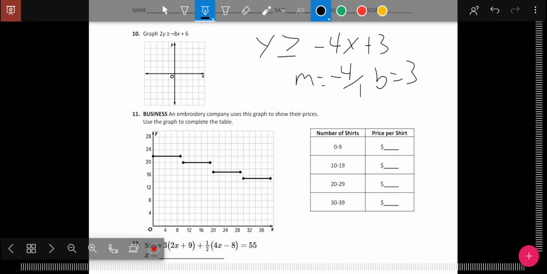So I start at 3. 1, 2, 3. Right up here. Go down 4 over 1. Right there. There we go. Down 1, 2, 3, 4 over 1. Right there. This tells me it's got the line underneath, so solid line. It is y is greater than. So I shade above it.